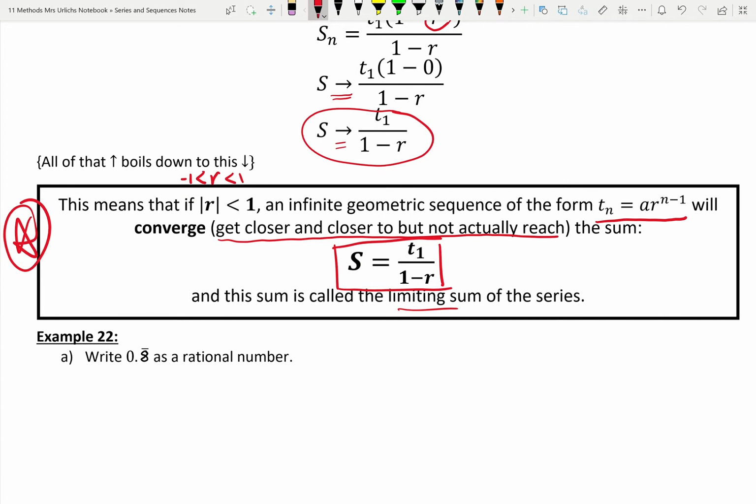All right, in the next example, we'll work out how to write 0.8 recurring as a rational number.